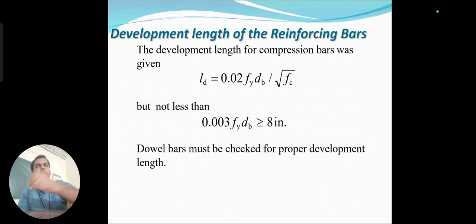Next one, development length. In this situation, the length of the reinforcement should be extended for anchoring into the column base. How much length should be provided in that situation is determined by this expression: 0.02 fy db by root fc'. Using this formula, the dowels should be checked and a proper development length should be provided.